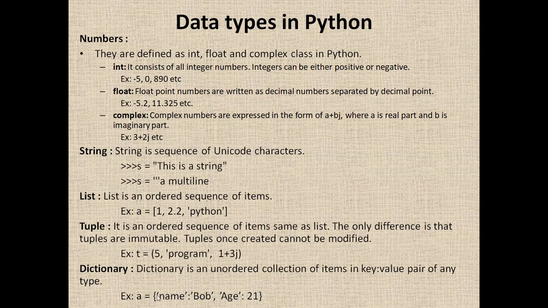If you have written any variable with its value in curly brackets, then it will be considered as a dictionary. And dictionaries are also unordered collections of items, and those items are written in key and value pairs here.